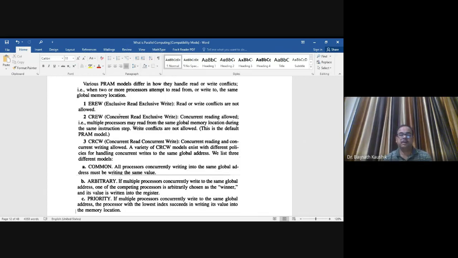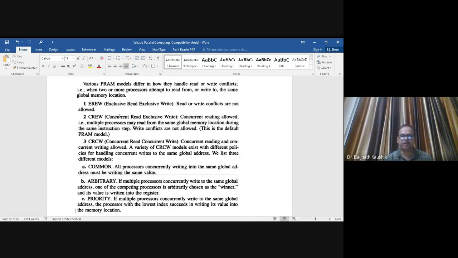So there is the EREW model, that is exclusive read, exclusive write, and this is the basic model of PRAM. At a time, only one processor may read the data from the same shared global memory, and at a time, only one processor is allowed to write the result into the same shared global memory. So there will not be any read or write conflicts in the EREW model.